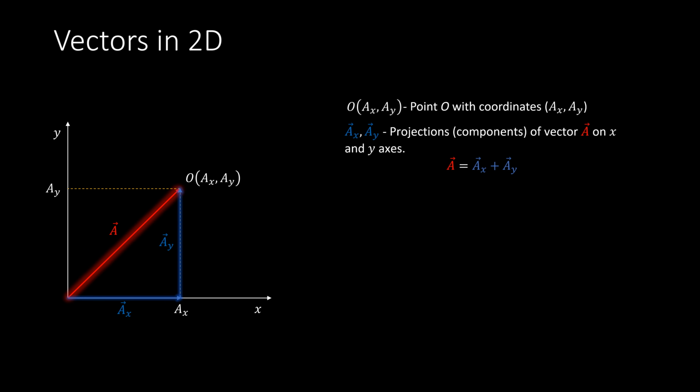Using the Pythagorean theorem, we can obtain an expression for the magnitude of a vector in terms of its components. The vector A is the hypotenuse of a right triangle whose legs are vectors A_x and A_y. Hence, the length of the vector A is given by the following expression.